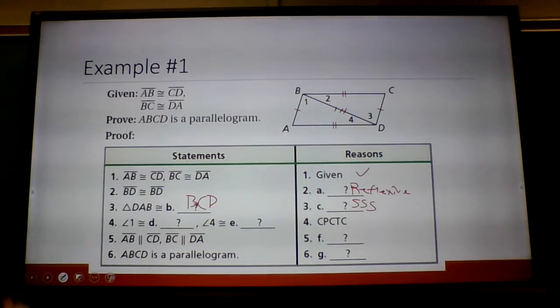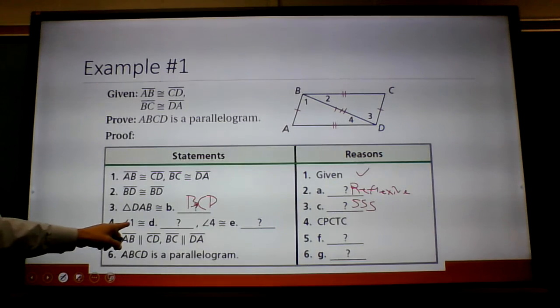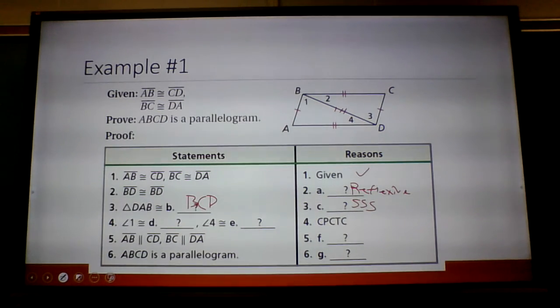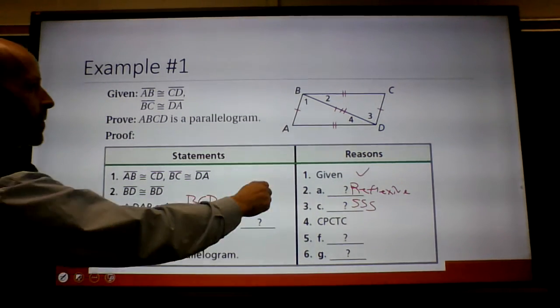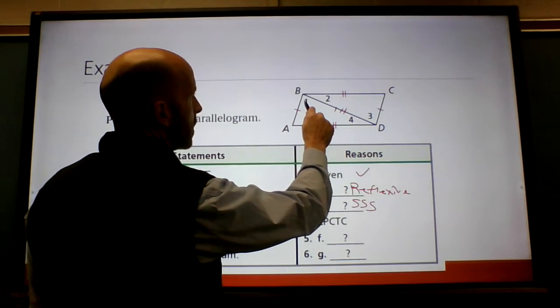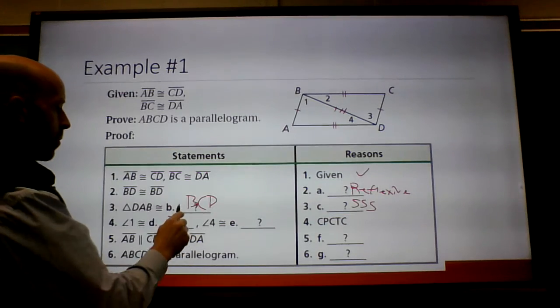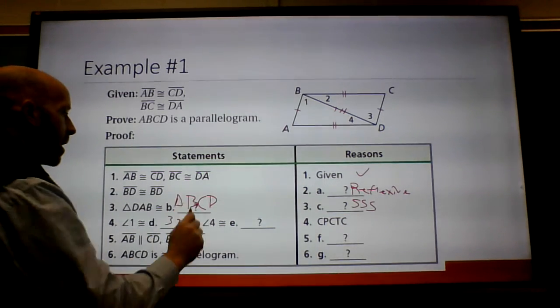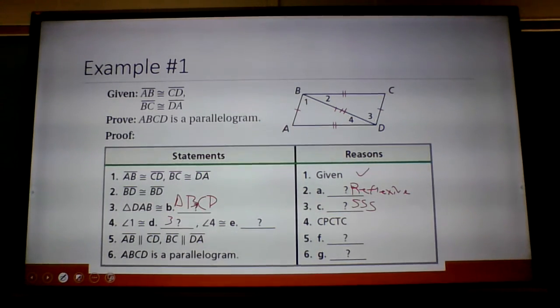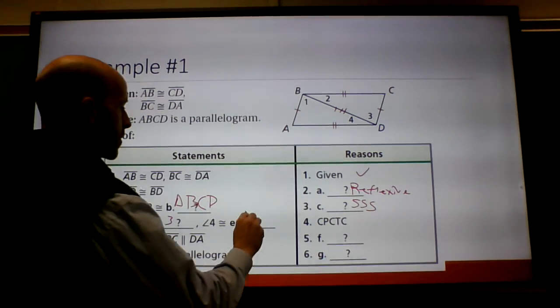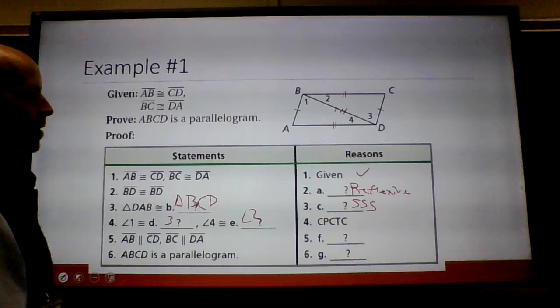corresponding sides congruent. Now it says, step 4, angle 1 is congruent to what? Well, angle 1 here corresponds to angle 3, so that's going to have to be angle 3. We could use that by comparing the corresponding parts of those 2 congruent triangles. Angle 4 is going to be congruent to angle 2. Again, those are corresponding parts.